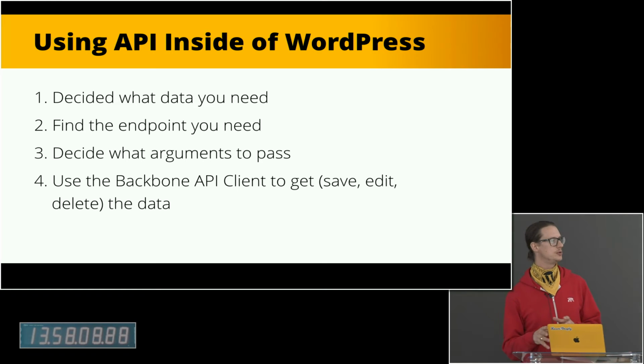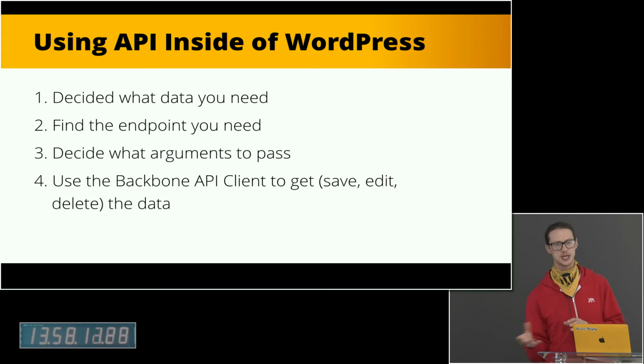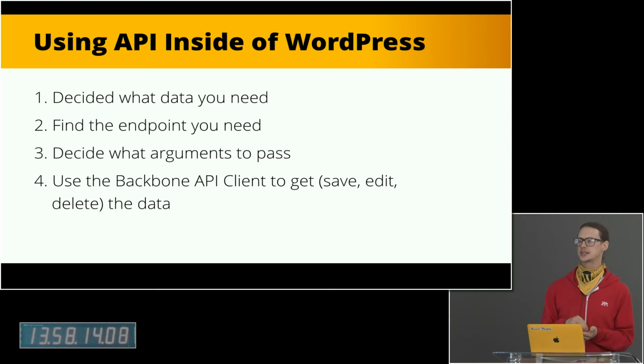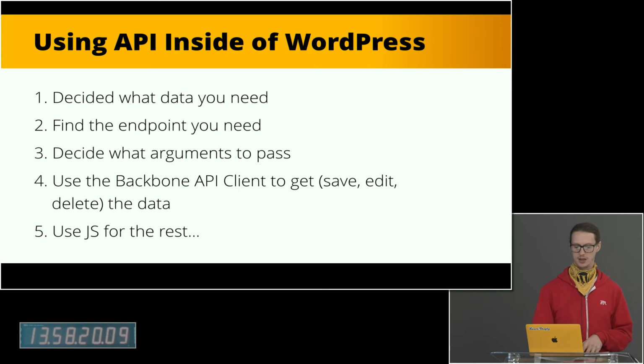So this is the official way to do it. They do not recommend you using AJAX or Axios in a theme or in a plugin to access the WordPress REST API. Right? They suggest you use this tool that was built specifically for it. And then everything else is JavaScript, right?